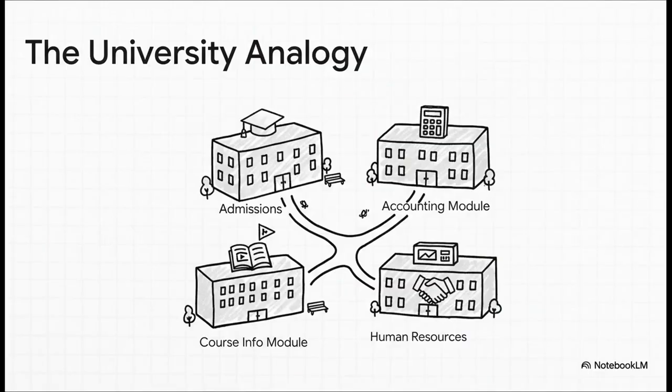So, the solution? You gotta think like an architect. A university isn't just one giant building, is it? No, it's a campus with specialized departments. And in our code, we call these modules. Each module is its own little self-contained unit with one specific job. Admissions, accounting, course info, you name it. They're separate, organized, and way more efficient.